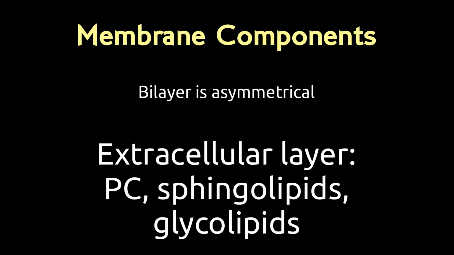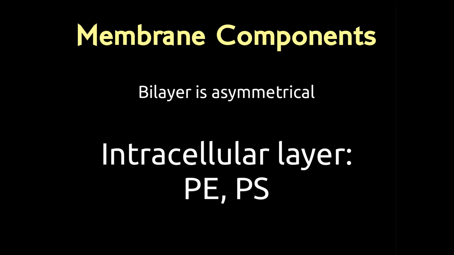There tends to be more phosphatidylcholine, sphingolipids, and glycolipids on the extracellular layer of the bilayer. Tends to be. It's not exactly that all the time. Glycolipids is one thing we're going to come to. There's a lot of those on the extracellular layer, largely because these are important in cell signaling. The intracellular layer tends to have more phosphatidylethanolamine and more phosphatidylserine on the inside.